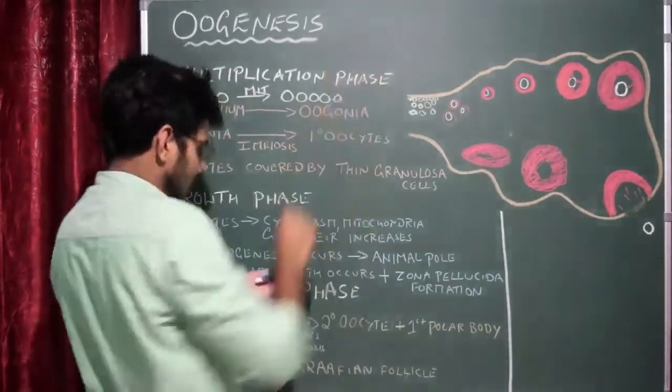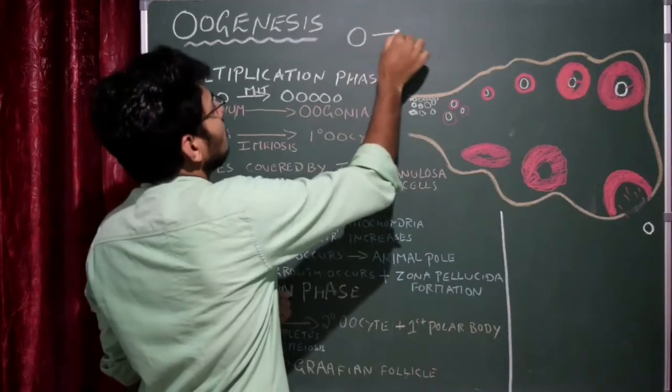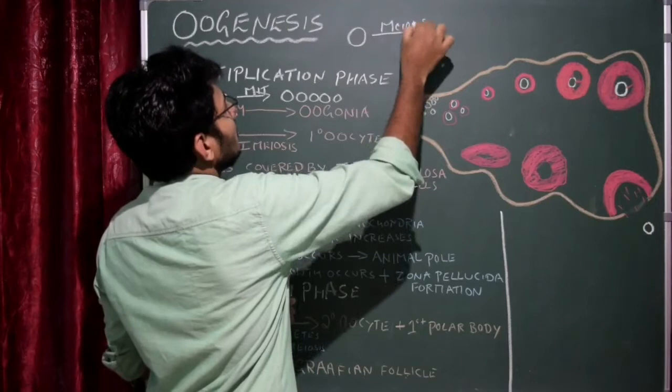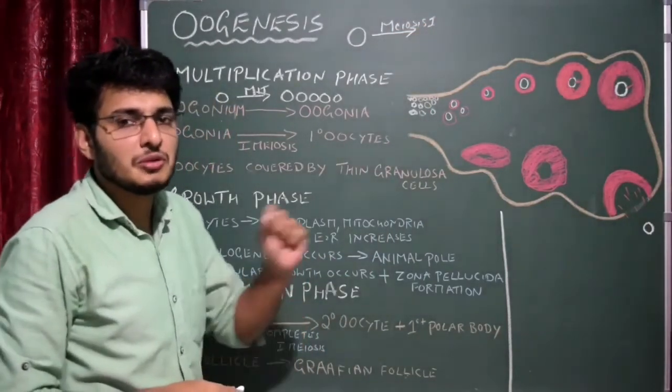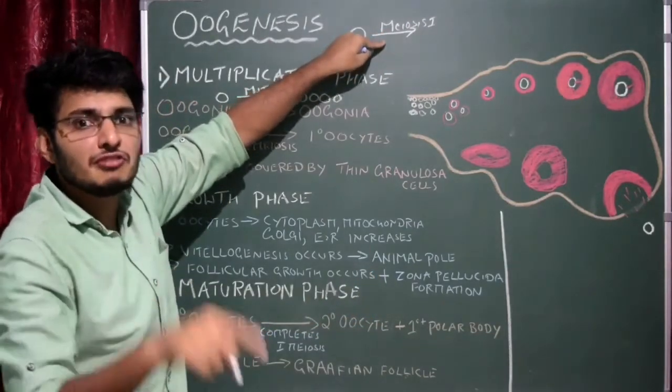I'm just going to write here. I use the white color. I'm taking one oogonium cell. Now it undergoes the first meiosis. See, this is actually a very interesting point. In spermatogenesis, meiosis takes place during puberty, correct? Whereas in here, the meiosis takes place before the birth of that female baby.